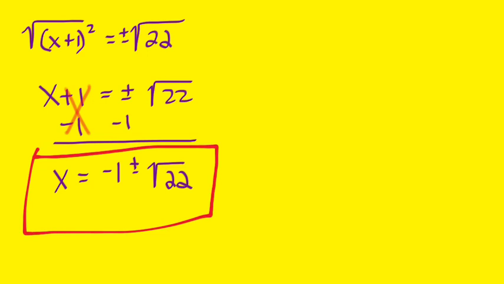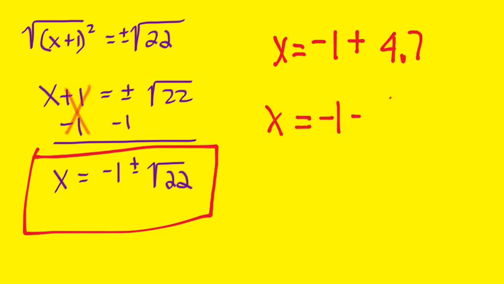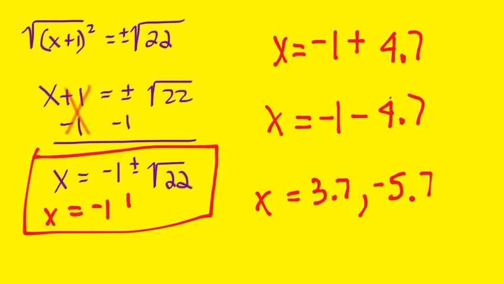This is an acceptable answer, right? This is an acceptable answer if I'm asked to solve for the x values. But if I want to graph it, I'm going to need to go a little farther. And I would use my calculator to solve for the square root of 22. And I would get that that is 4.7. So then I would have to add -1 to positive 4.7 and add -1 to negative 4.7. And my decimals would be 3.7 and -5.7.